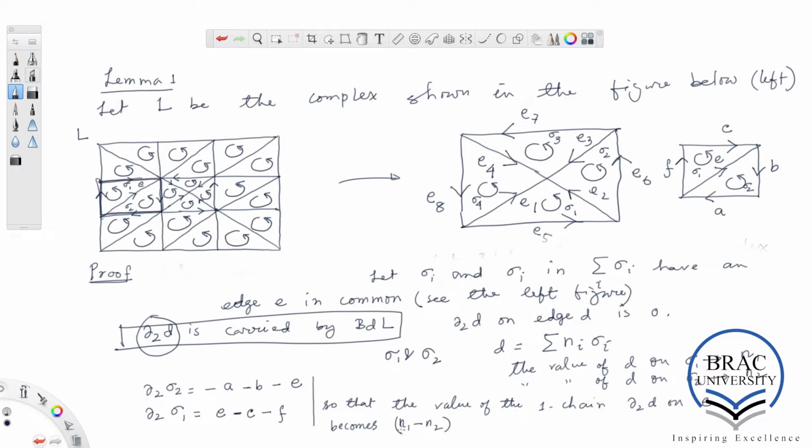Okay, but we know that delta 2d is carried by the boundary of L. In other words, the value of delta 2d on the edge E has to be 0. So we want n1 minus n2 to be equal to 0, which implies that n1 is equal to n2. That is, the value of the 2 chain D on sigma 1 has to be the same as the value of the 2 chain D on the 2 simplex sigma 2, right?